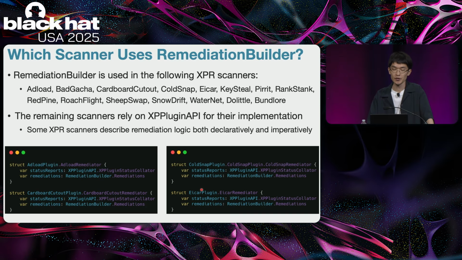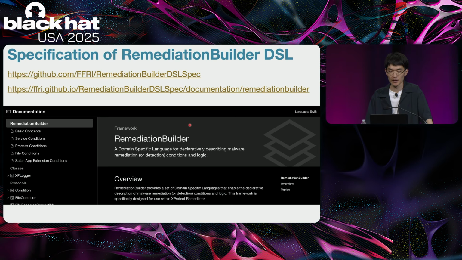Remediation Builder isn't used by all XProtect scanners. As you can see here, it's used by a subset of the scanners, such as Outload, BadGacha, Cardboard Cutout, and so on. The rest of the scanners rely on a lower-level API called XProtect API for their implementation. I've documented the Remediation Builder DSL specifications based on my reversing. I published it on a GitHub repository. If you are interested in the details, like how the DSL works and what kinds of conditions are available, feel free to check it out.